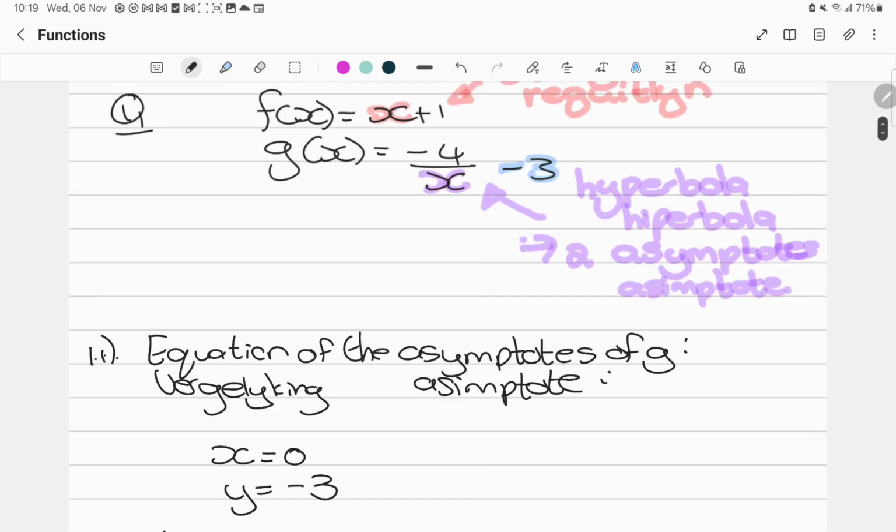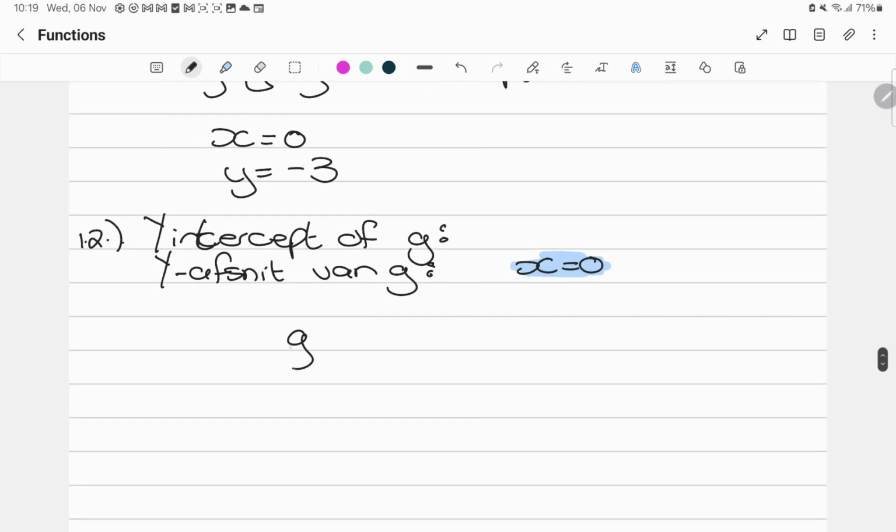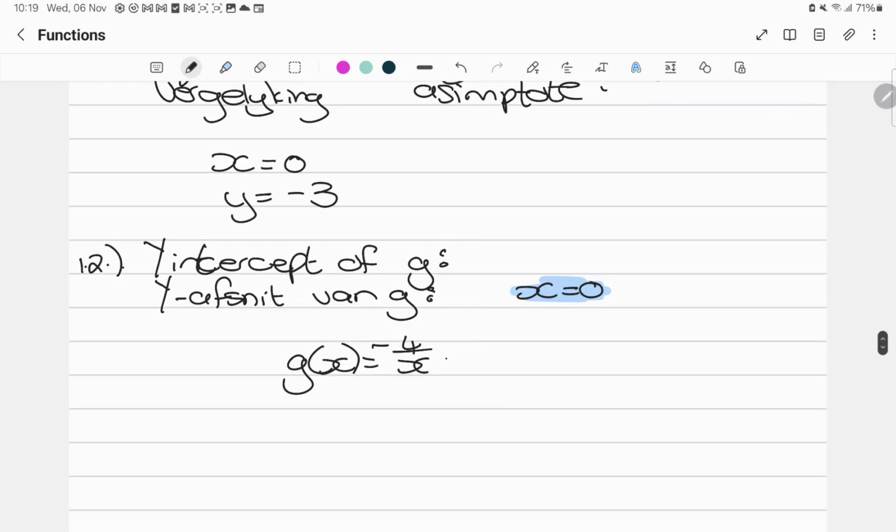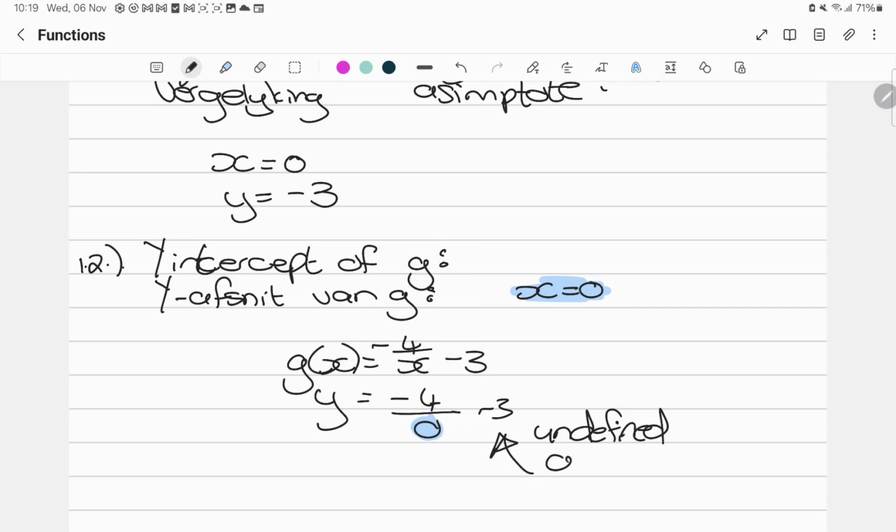So g of x is equal to minus 4 over x minus 3, am I right? Now what happens if I put where my x is a 0? Okay, so if I put a 0 there, can I divide with a 0? No. Okay, so this is undefined. Okay, that's ongedefinieerd.